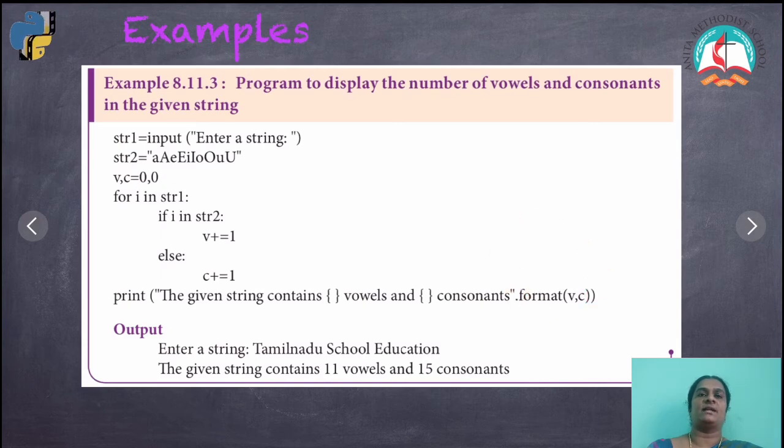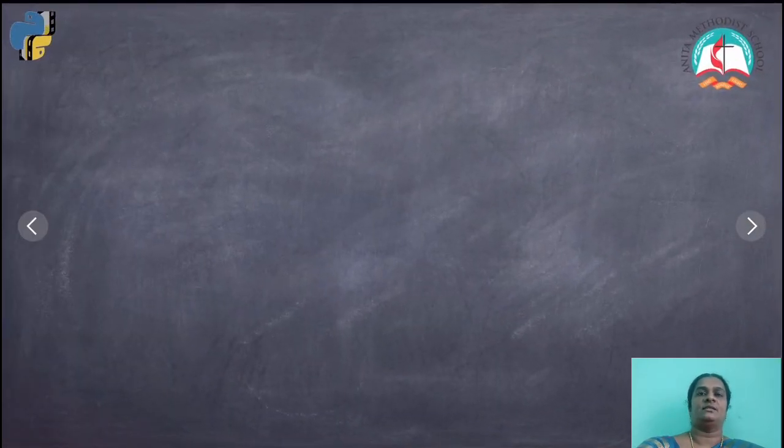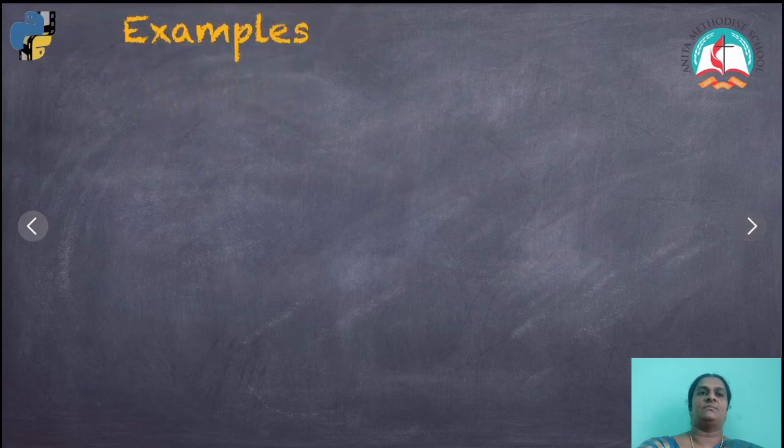Again see the format has come here to combine it. So enter a string: Tamil Nadu school education. How many vowels are there? They are just counting it. 11 vowels have been found and 15 consonants have been found. This is how you have to use the program to find vowels or consonants. Vowels can be of capital or small letters. And the next example, what's the next example we are going to see?